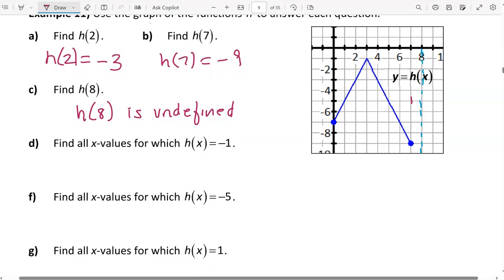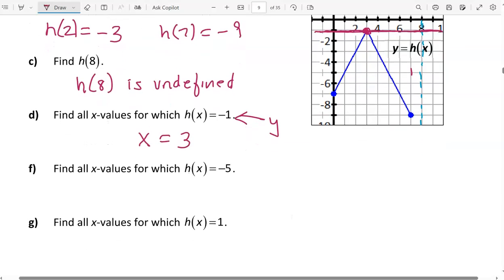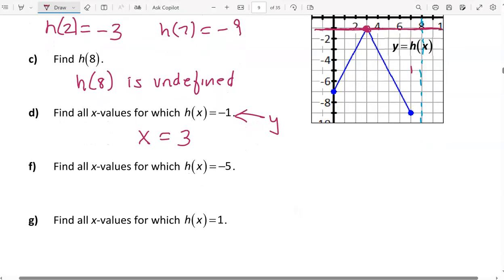And now we have the variation where the y value is -1, and we are looking for the x value. Draw a horizontal line with a y value equal to -1, and we can find out that x is equal to 3 corresponds to y equal to -1, so that's the x value for which h of x equals -1. Next, find all x values for which h of x is equal to -5. So I'm going to move my horizontal line down to y equals -5. And we'll notice that we have 2 intersection points here, so there are 2 solutions. X is equal to 1 and x is equal to 5.